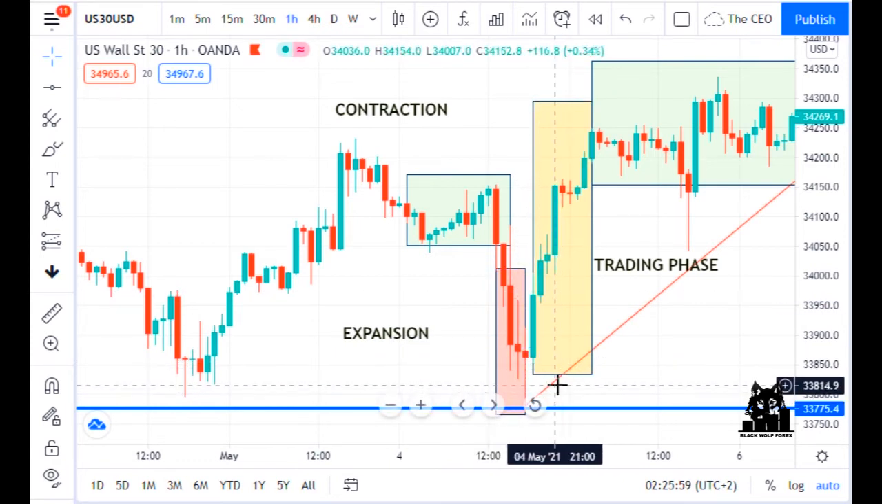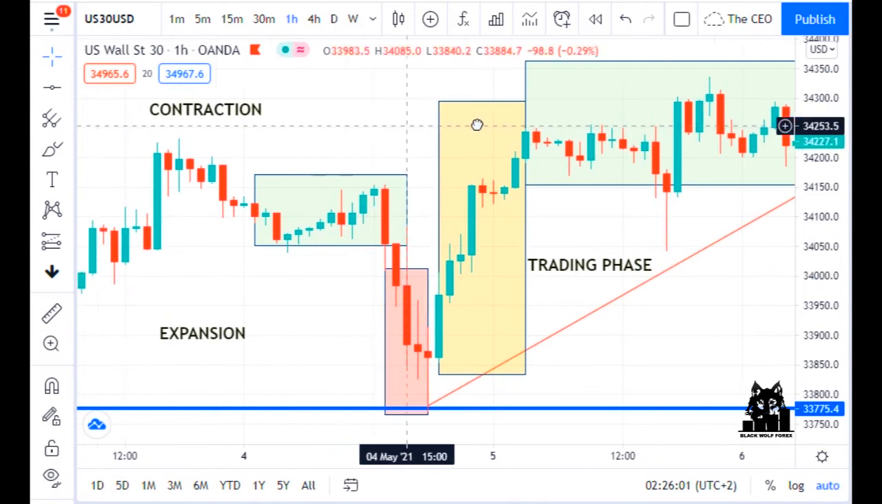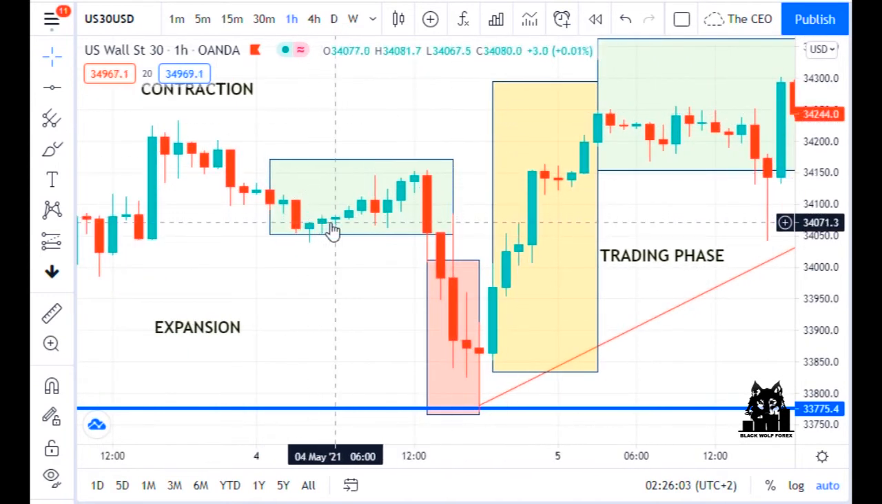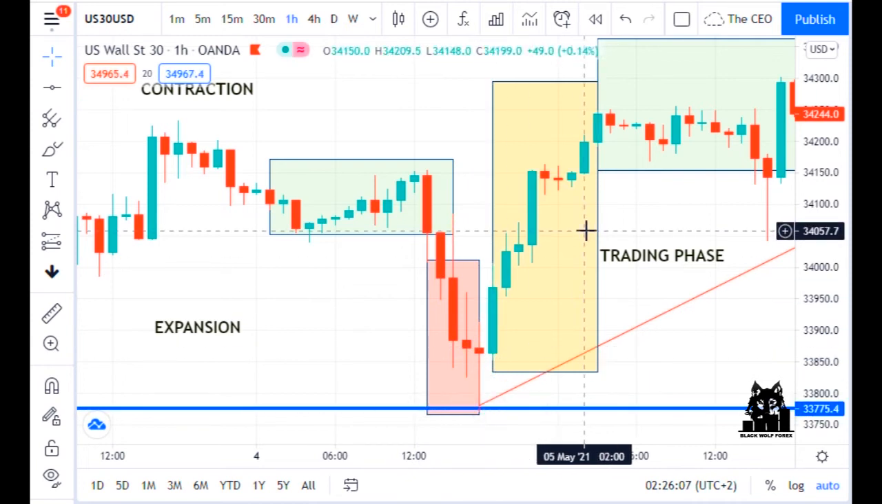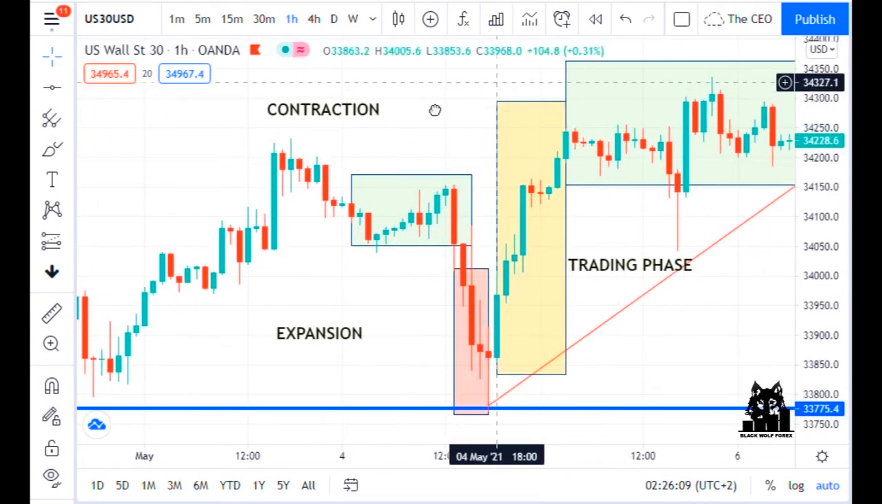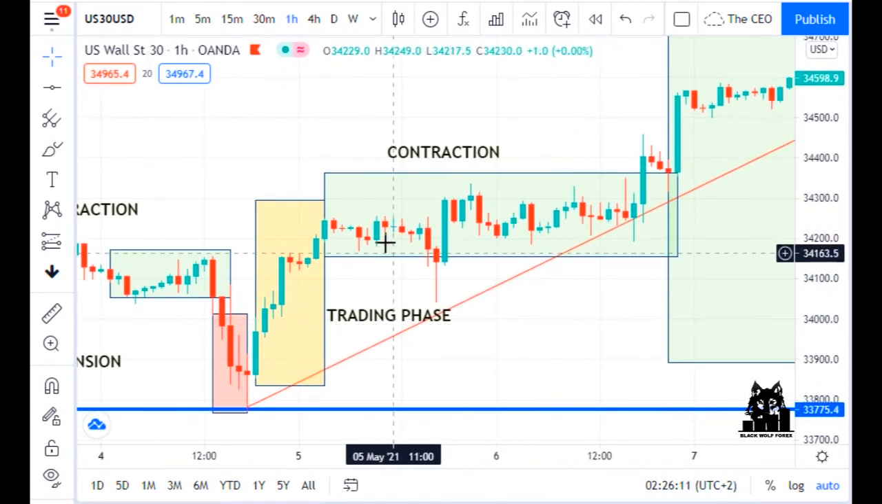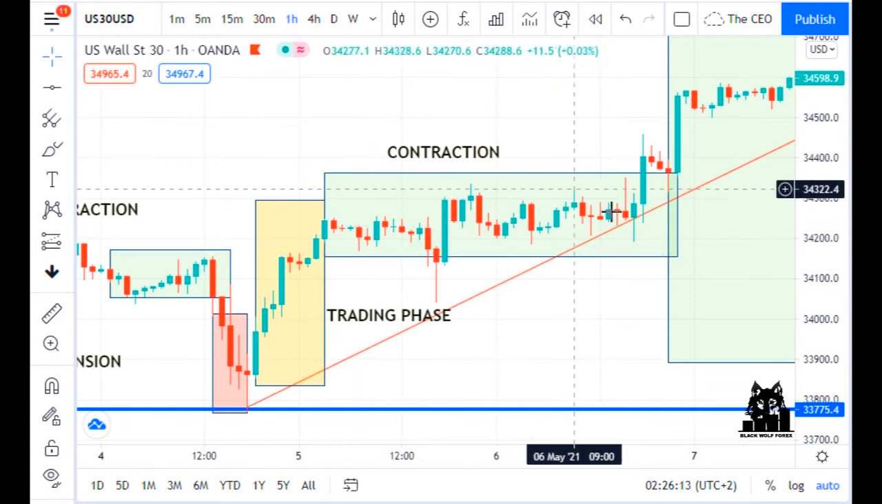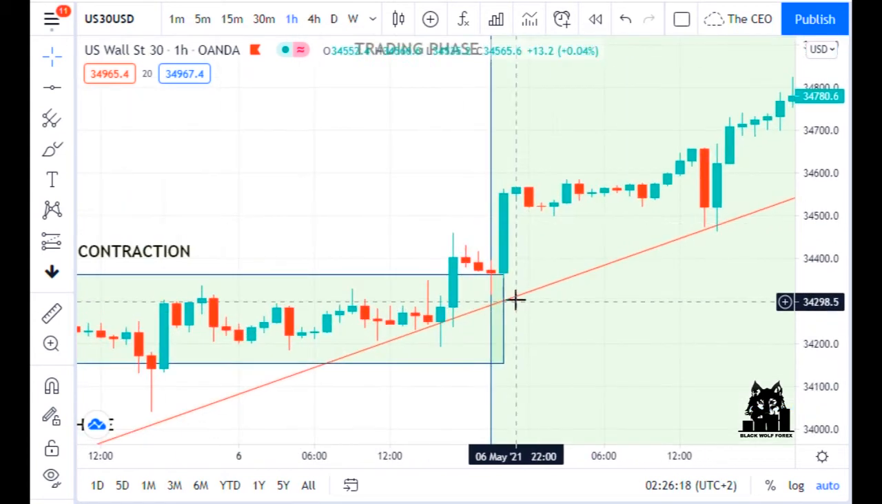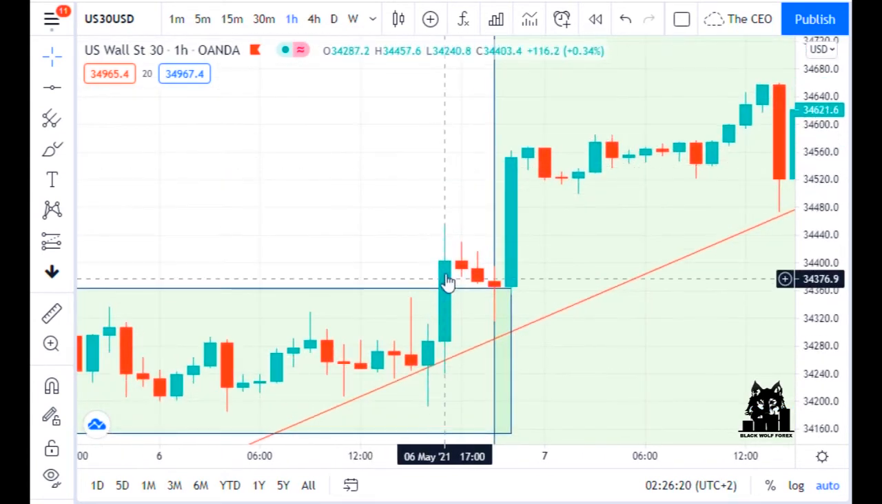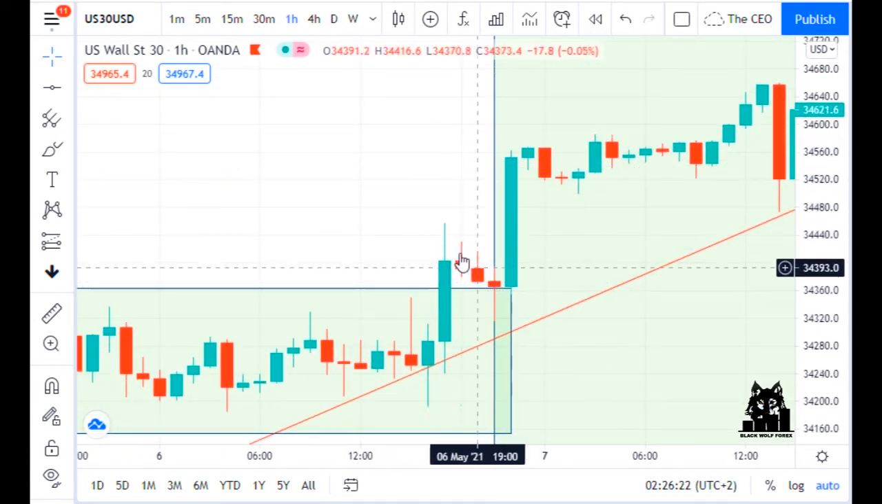You see, we have a contraction, expansion, and trading phase. It is always like that. Let's look here. See, the market is ranging. We might just call this our contraction phase. And then as you can see on our contraction phase, what happens here? The market lied to us, saying that the market might go down.